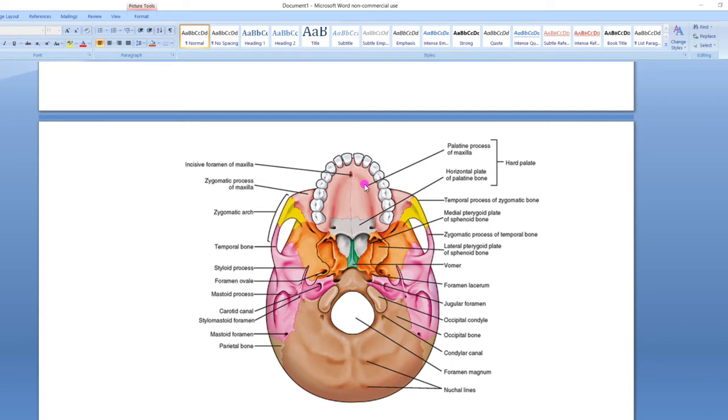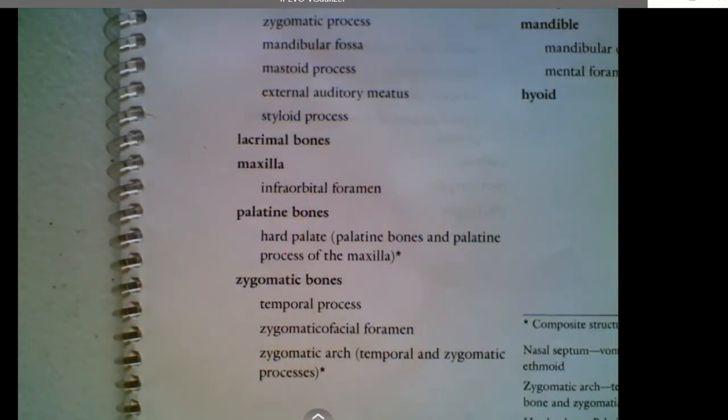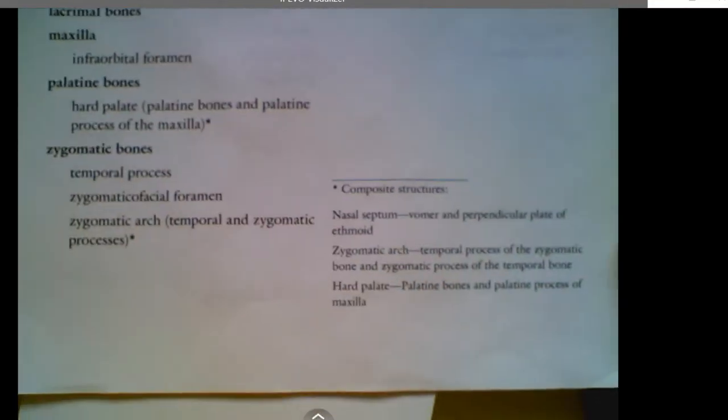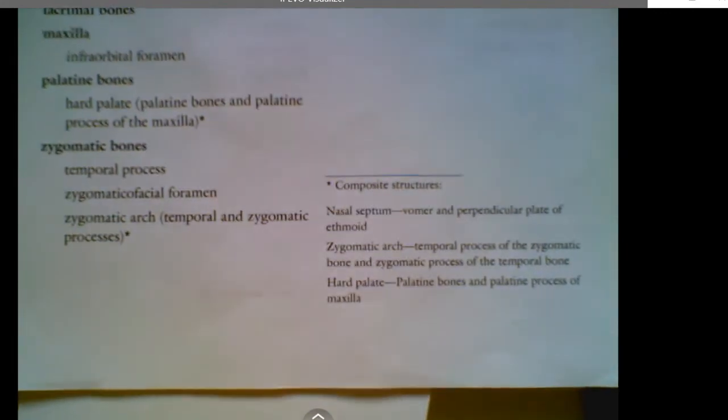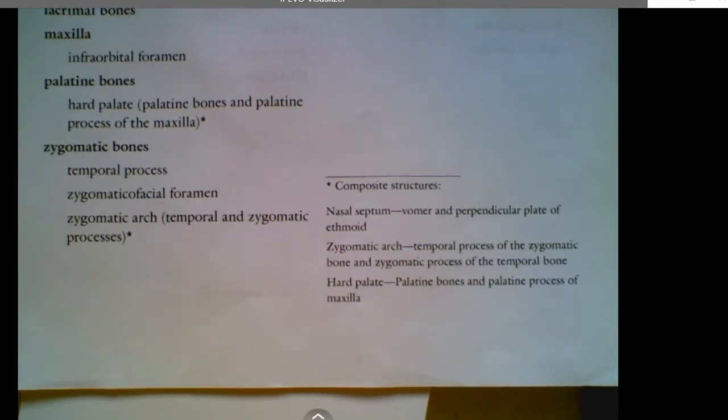There's a few composite structures that you need to know. They're on your list, also on page 5, and the hard palate's one of them. Let me show you. See, if I move my list, it says composite structures: nasal septum, zygomatic arch, hard palate. These are just multiple bones that make up a structure. We call it a composite structure. So that's our first one.